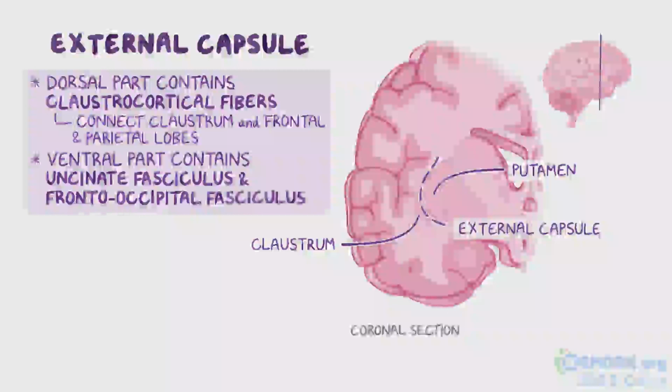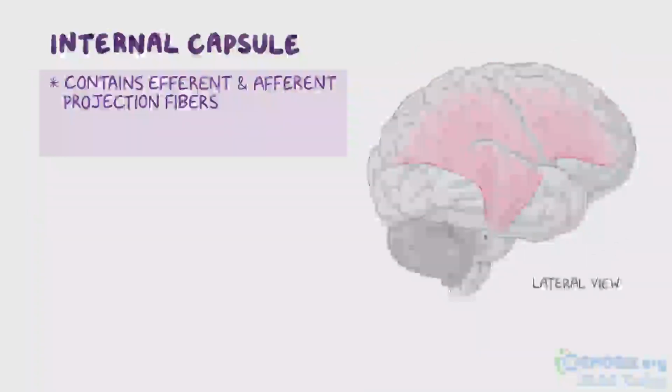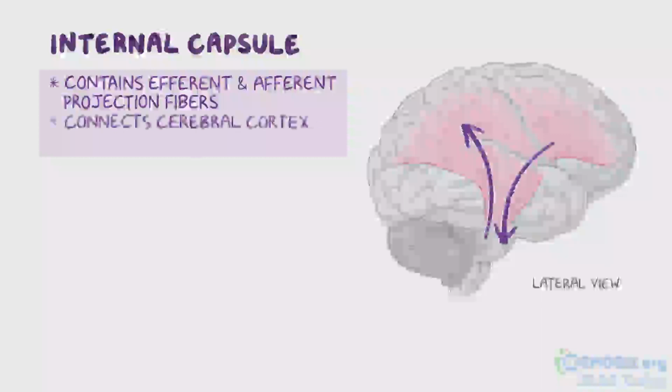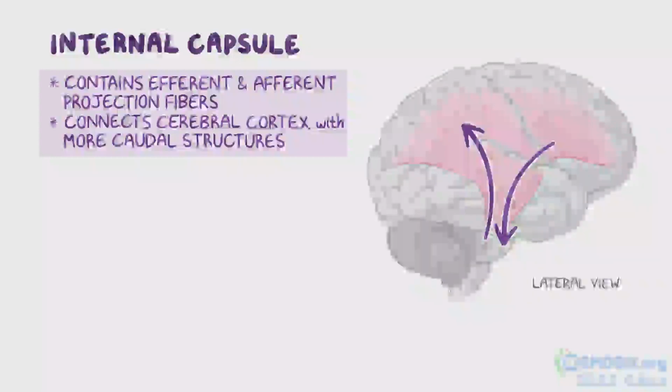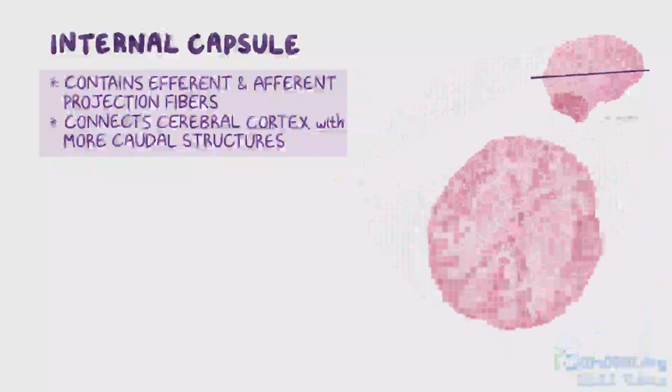Also, more laterally, the claustrum and the cortex of the insula are connected by the fibers of the extreme capsule. Finally, we get to a structure called the internal capsule, which contains efferent and afferent projection fibers. Think of it as a highway of axons that signals both to and from the cerebral cortex, connecting it with more caudal structures like the thalamus, brainstem, and spinal cord. Let's make an axial section through the brain to visualize it better.